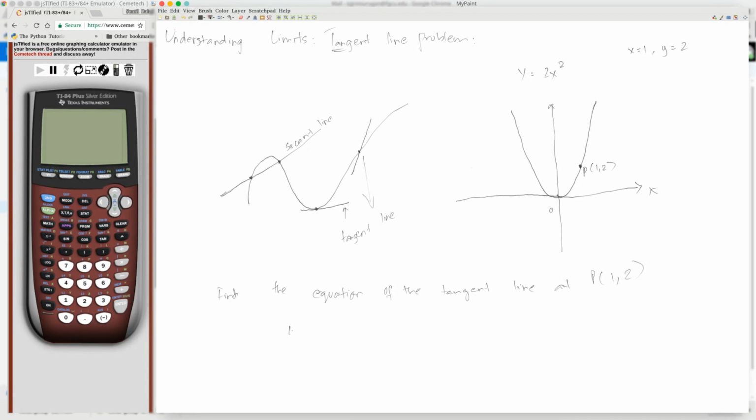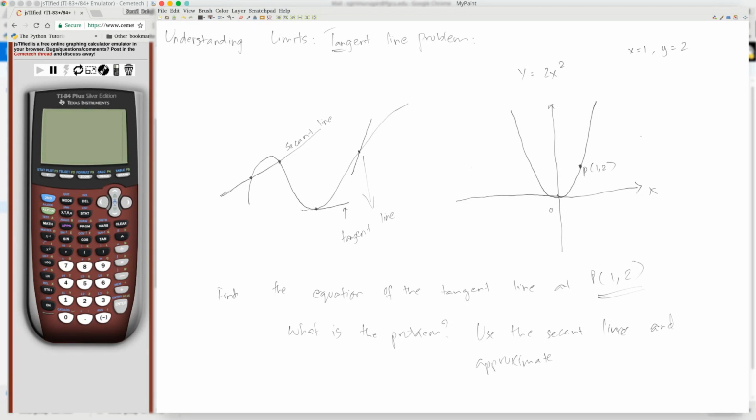Now, what is the problem? There is a huge problem. If we have to find the equation of the line, one would need 2 points. Unfortunately, here I have only 1 point. So how do I find the line? Should I just give up? No. We have to use the secant line and approximate.